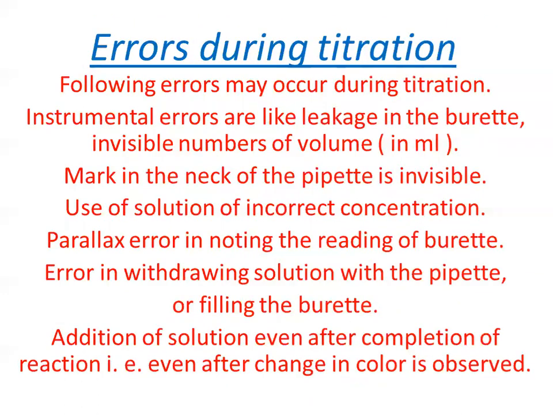Before going into that detail, we have some errors during the titration. What are errors? Mistakes may be due to human, or due to instrument, or due to conditions of atmosphere like temperature, pressure, etc. But those errors are observed rarely. But the human errors and instrumental errors or equipment errors are there in most of the cases.